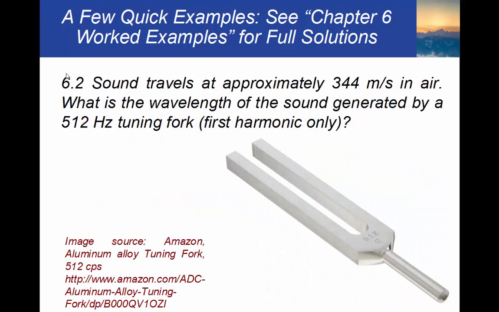Second example for these chapter 6 examples is that we're given sound travels at approximately 344 meters per second in air. That is the speed that's given by your textbook. Most sources, by the way, give 343 meters per second. It's actually temperature dependent. What is the wavelength of the sound generated by a 512 hertz tuning fork, first harmonic only? This right here is your 512 hertz tuning fork. Sometimes they're labeled 512 CPS for cycles per second.